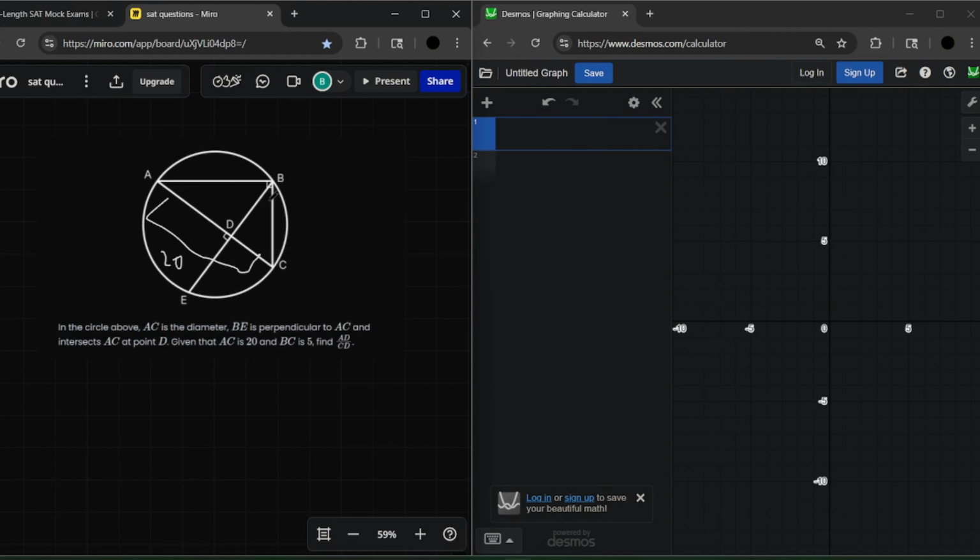And we're also told that BC is 5. Another thing we know is that this is a right triangle. Because this is a right triangle, we can find AB through the Pythagorean theorem. So it's going to be 5 squared plus b squared equals 20 squared.